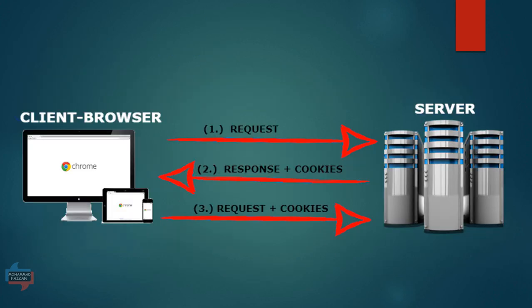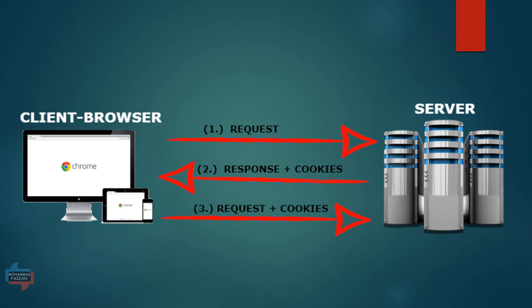Next, you can see here a client browser and server, a basic diagram. How does a cookie get sent to the server? In the first step, when a user requests a web page from the server, a request goes to the server and the server responds to the user's browser with a cookie. In the second step, a response is coming from the server, response plus cookies, and these cookies are saved in the user's browser.